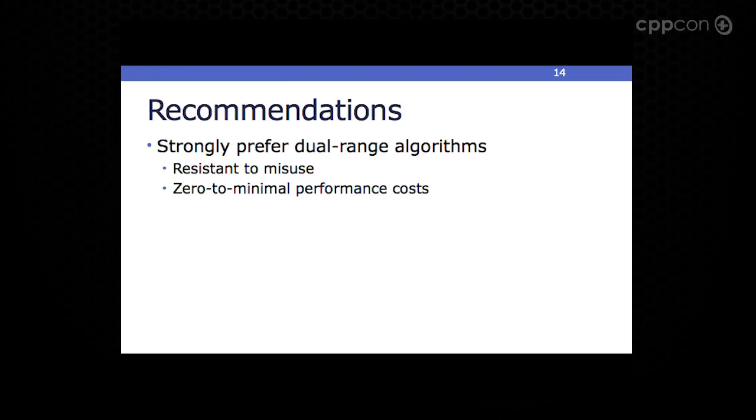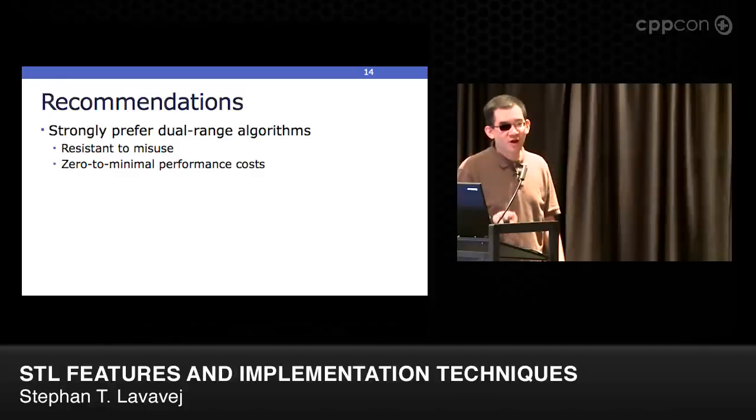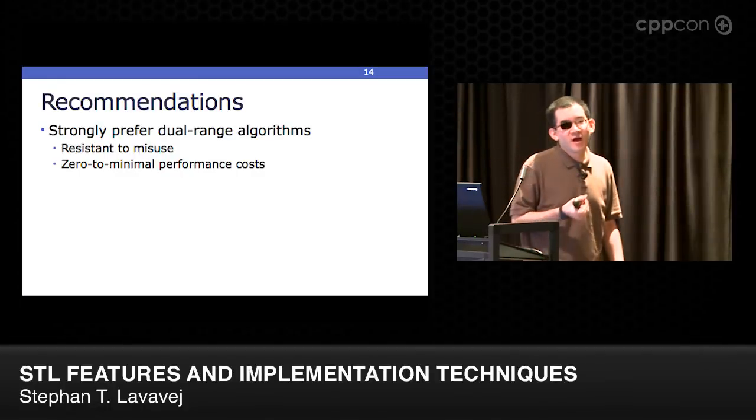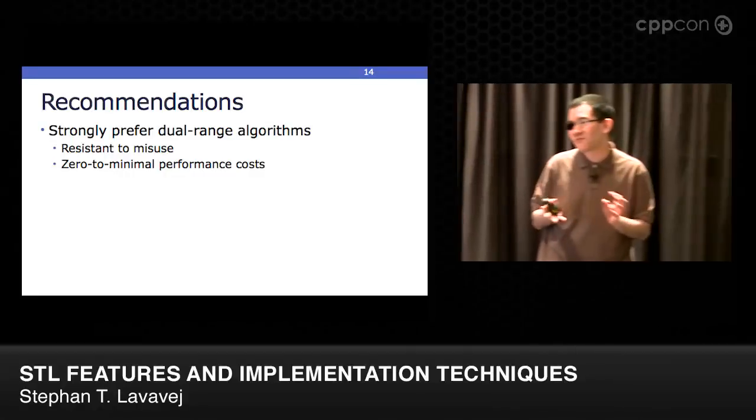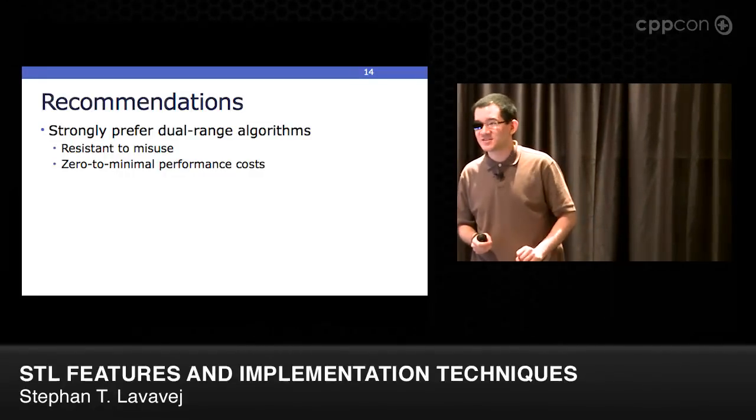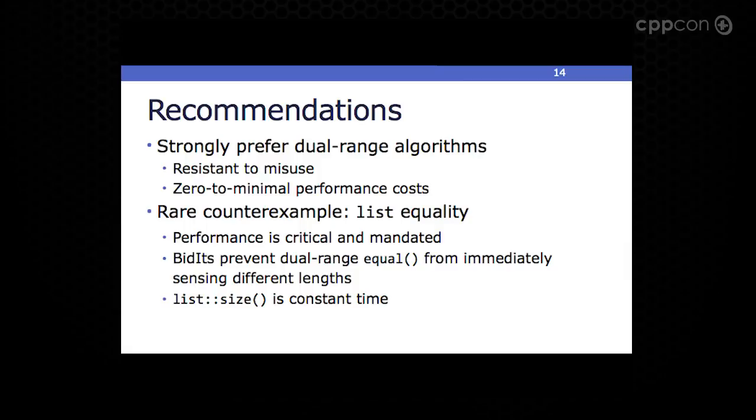I recommend basically that you always use the dual range algorithms unless you know exactly what you're doing. As we've seen, the range and a half forms are very prone to misuse. And in fact, with the dual range algorithms, you pay zero or almost no performance penalty for calling these things. So you really should use them almost all the time. But it's not like the range and a half algorithms are wrong. There are cases where you really should consider using the range and a half algorithms.